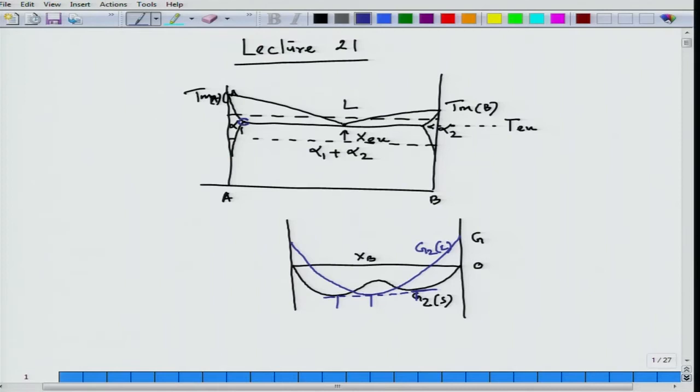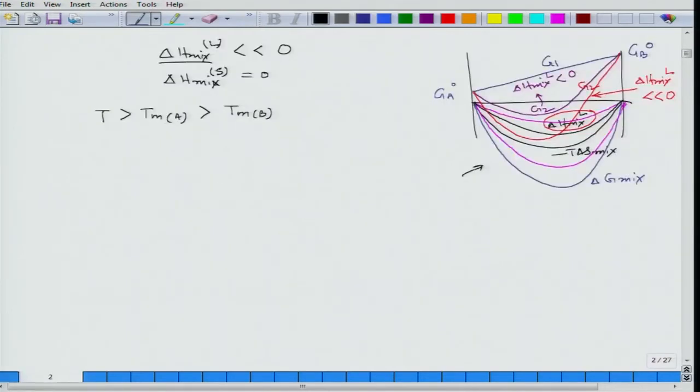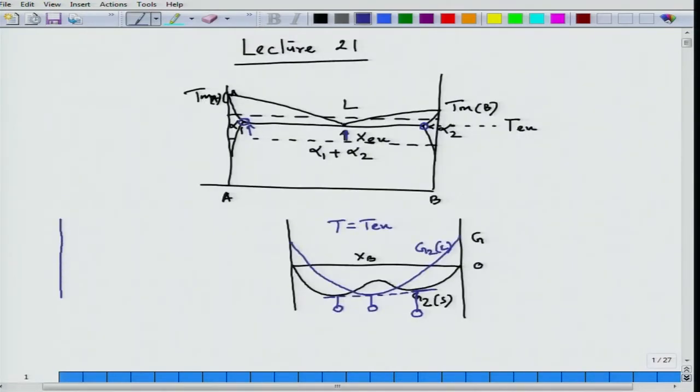These are the compositions. This composition corresponds to the eutectic composition, and this one indicates the composition on the B rich side, and this temperature is basically T eutectic. Now, at a temperature higher than T eutectic, we had another free energy composition diagram.